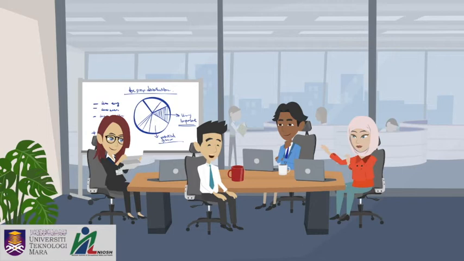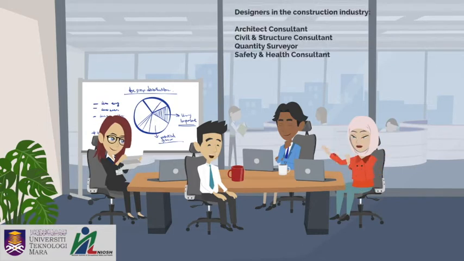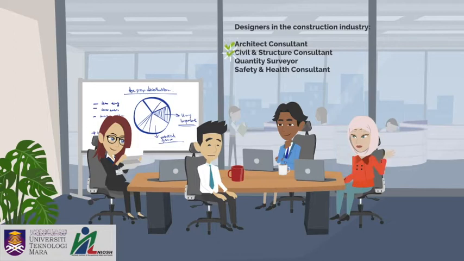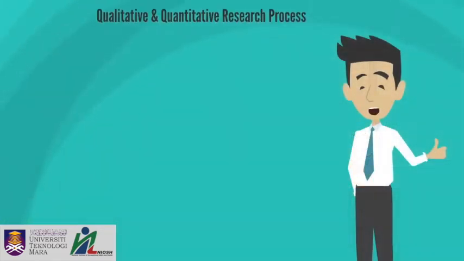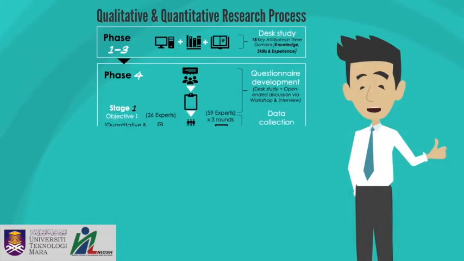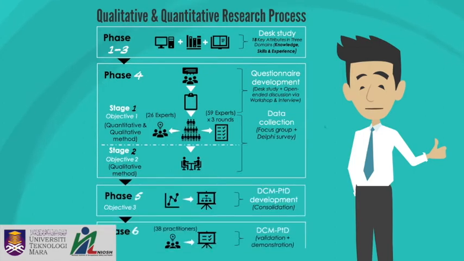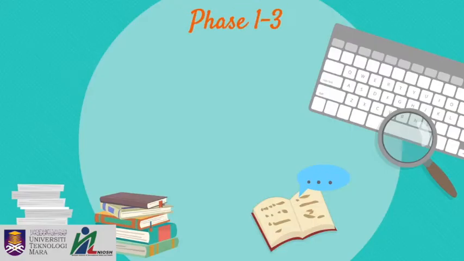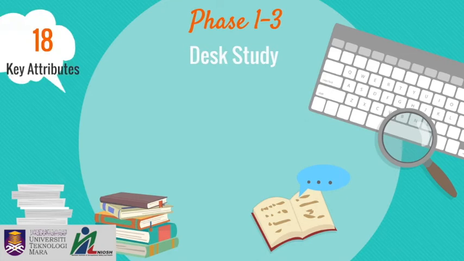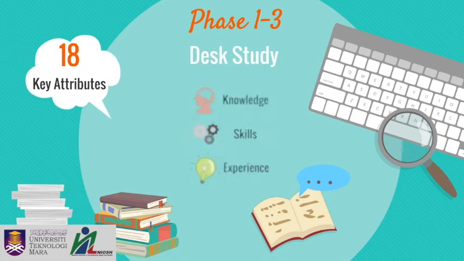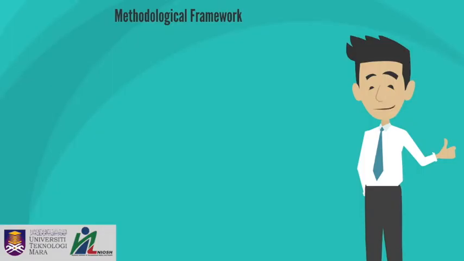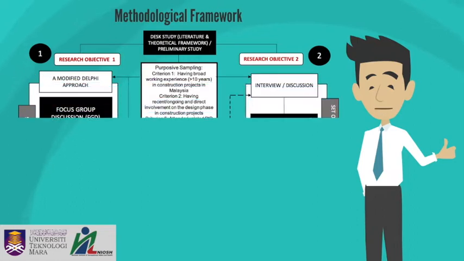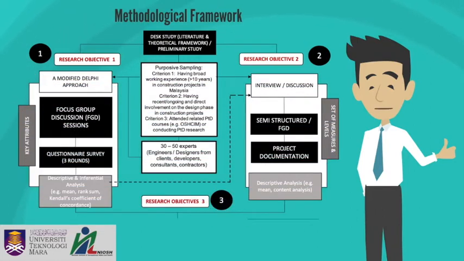In order to achieve the objectives, this research actively engaged a wide range of construction designers, such as architects, engineers, quantity surveyors, and safety and health officers, through quantitative and qualitative research approaches with a total of 6 phases as follows. The first and third phases are the desk study process, and 18 attributes under 3 categories have been identified. This is a detail of the methodological framework process to conduct the research.